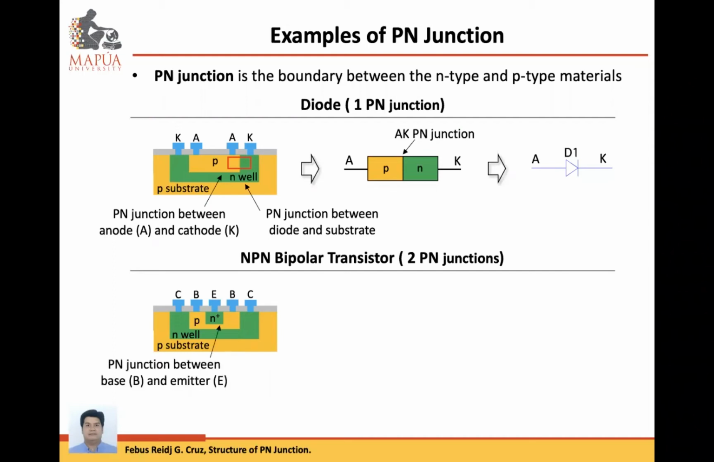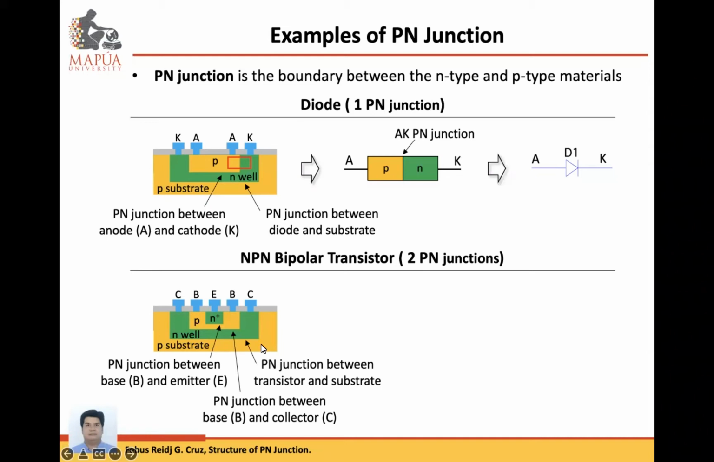So you have the PN junction between base and emitter, and another PN junction between the base and collector. So the N+, P-type, and the N-well comprise the NPN bipolar transistor. And in the cross-section, again, we have an additional PN junction between the transistor and the P substrate.